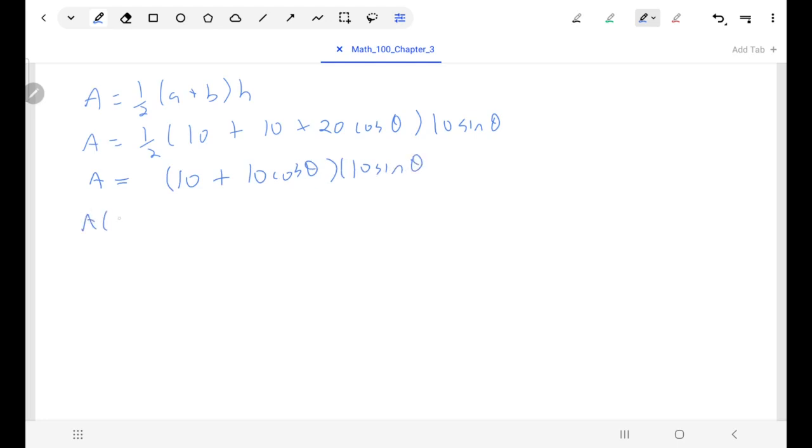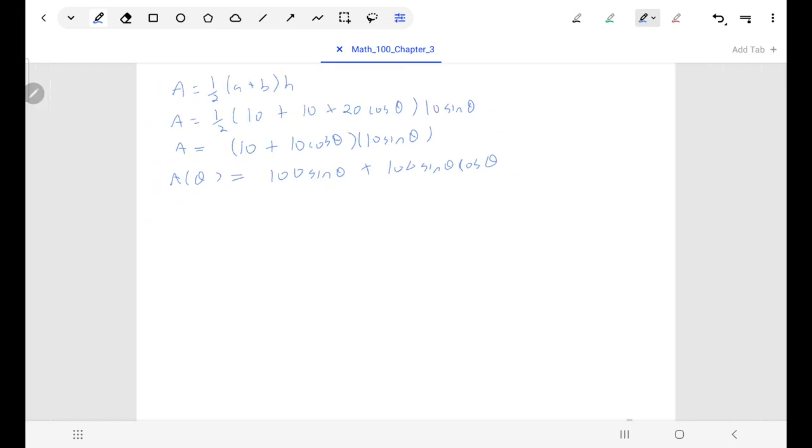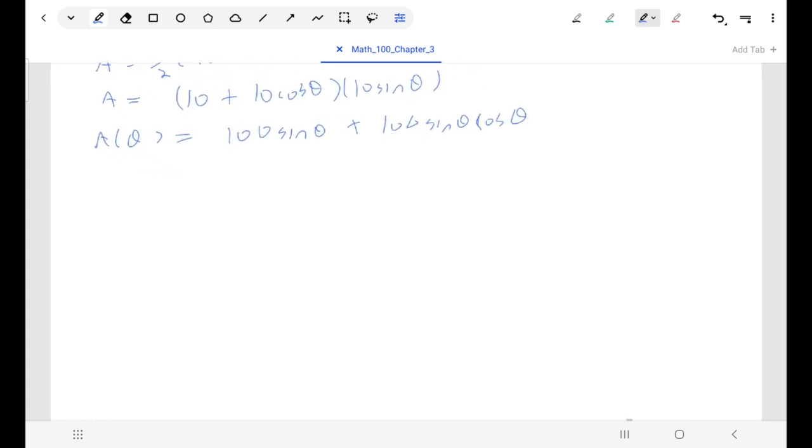And so now we have our area function as a function of theta. It is 100 sine theta plus 100 sine theta cosine theta. Okay. So we're good to go now. We have an area equation. It's a function in terms of one variable. We've already thought about what our domain is, domain from 0 to 2 pi over 3. So let's go ahead and find our derivative and see if we can't find any relative extrema.